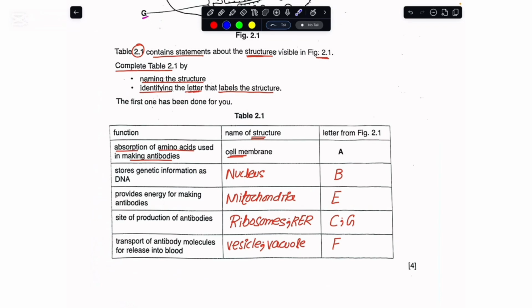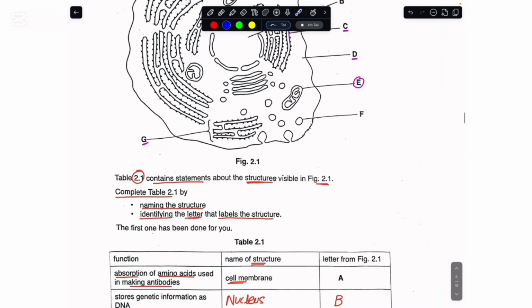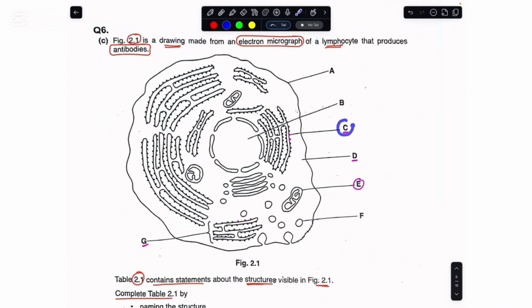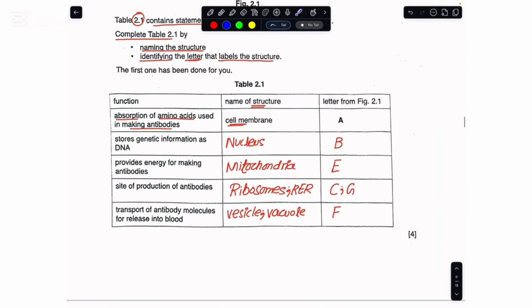So the choice is with you. Either you have to write ribosomes or you have to write RER, but the choice of the letter would change. If you were writing ribosomes here, then the letter that you are required to give is C. And if you were writing the rough endoplasmic reticulum in that column, then you need to give the letter G that we have got over here.